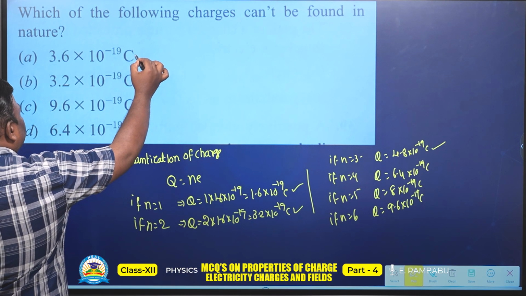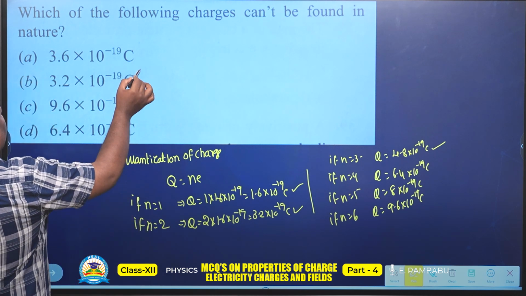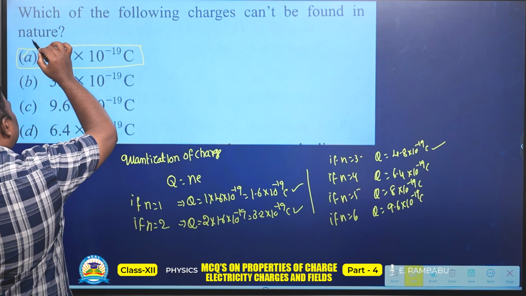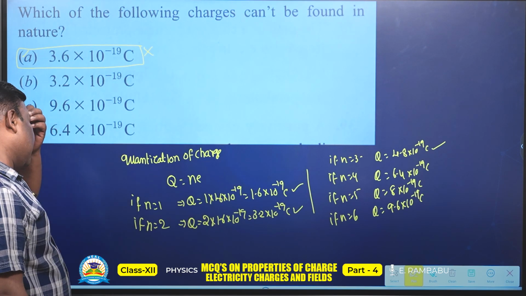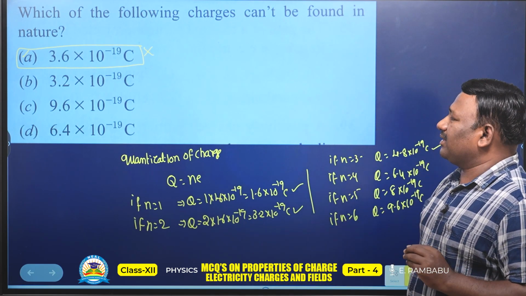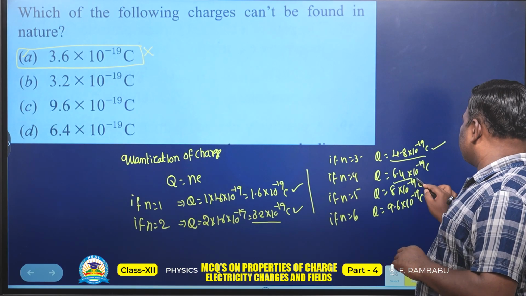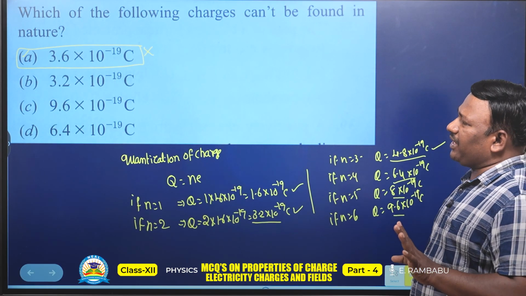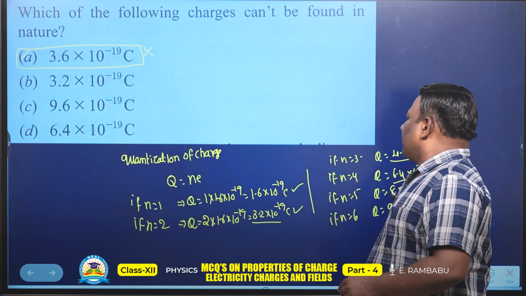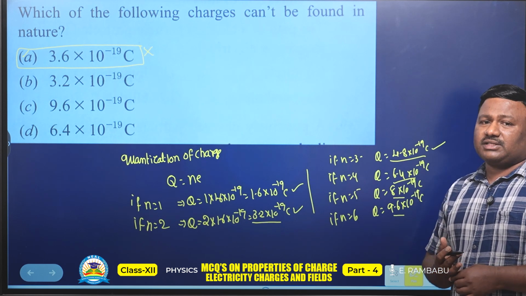So when we observe all these given charges, 9.6 exists, 9.4 exists, but 3.6 does not exist. So this is our option which does not exist. Only an integer multiple of the fundamental charge of the electron can exist. 3.2, 9.6, 6.4 are all integer multiples of the charge, so they will exist, but 3.6 is not possible. Option A is the answer. Like that, we solve the problems given on the basic properties of charge.